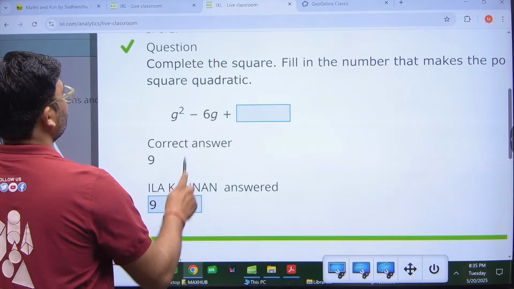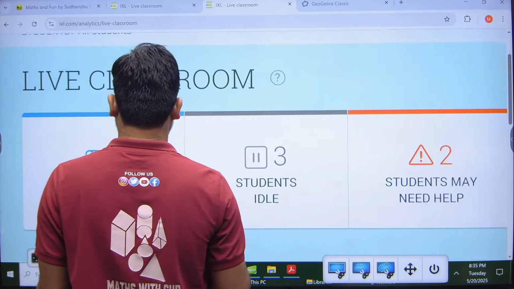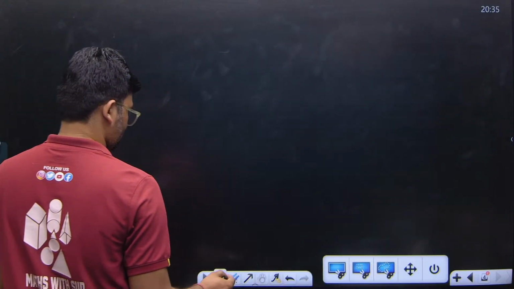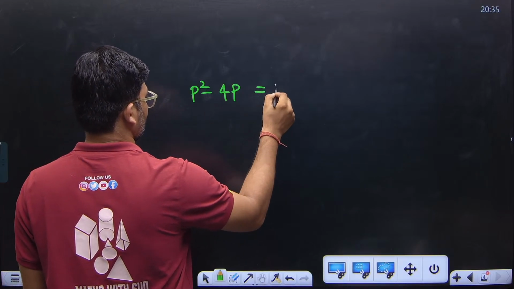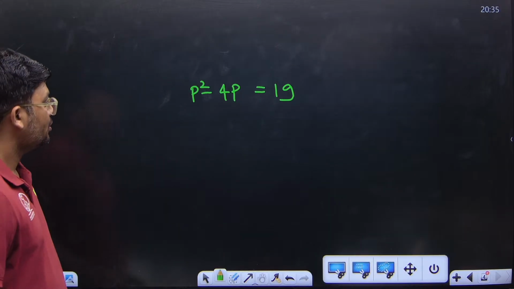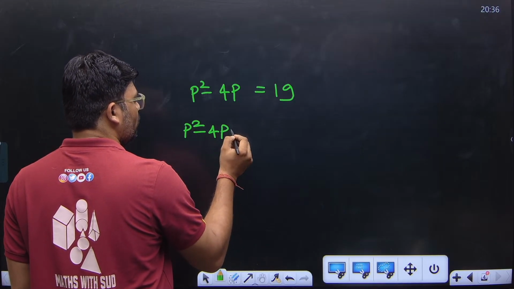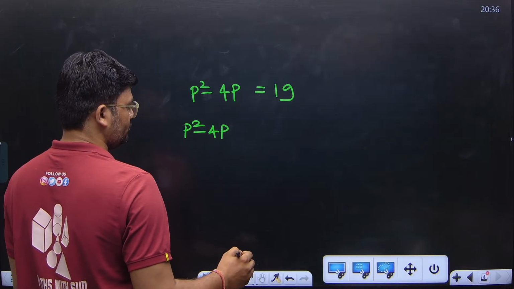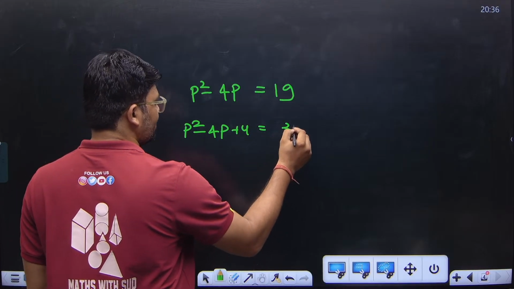So Z5. What is the first question? Solve by completing the square. p square minus 4p is equal to 19. Okay, let's learn how to solve it. So what you can do is, you can write p square minus 4p. Tell me what should I add so that it becomes a whole square? 4. Very good. So 4 should be added on the other side as well.